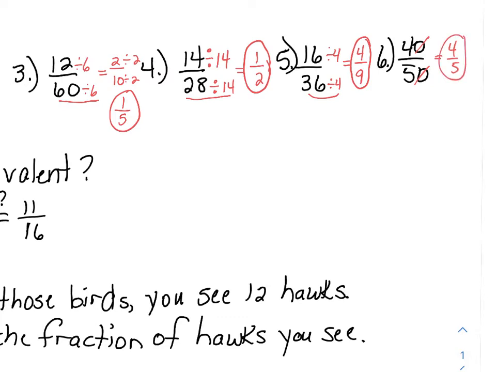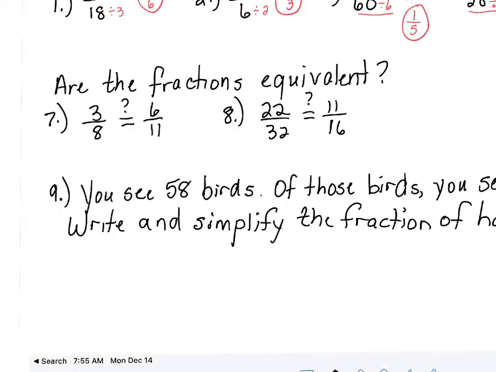Remember, if we want to know if these two are equal, the easiest way to do it is to see if you take 3 times 2, you get 6, correct? Is 2 times 2 11? No. Remember, 2 over 2 is 1. Here's another easy way to do it. Make the heart. 3 times 11 is 33. 8 times 6 is 48. Those are not equal, so they are not equivalent.